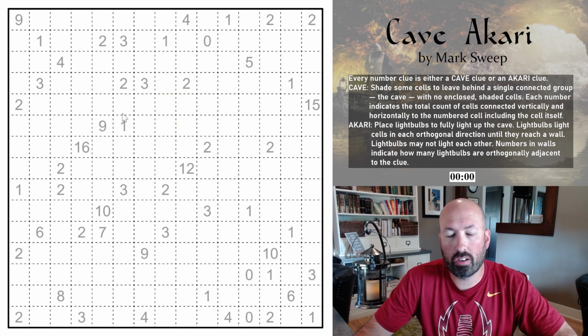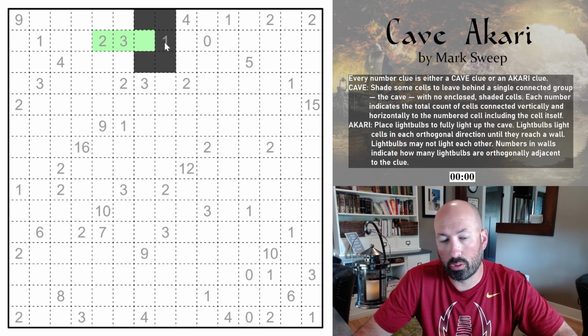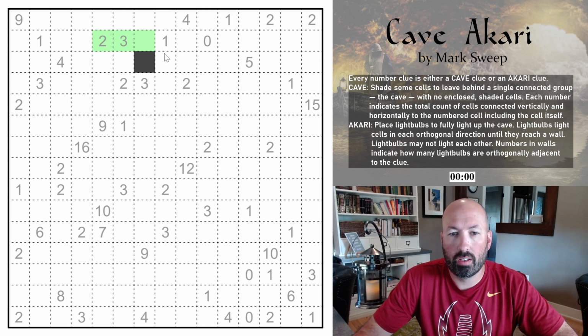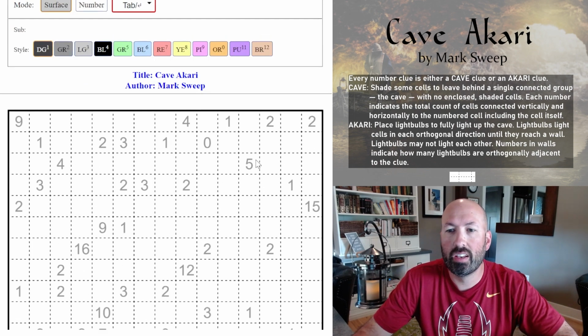Now, when you're drawing your cave, some of these cells are cave cells. Like this 3 might be a cave cell, right? And maybe it's something like this. But then this 1 would be part of the wall, and it would be an Akari clue, which would indicate how many light bulbs have to be adjacent to it. So, if you're familiar with cave and Akari, just know every clue is either a cave cell clue or an Akari clue. Hopefully that makes sense.